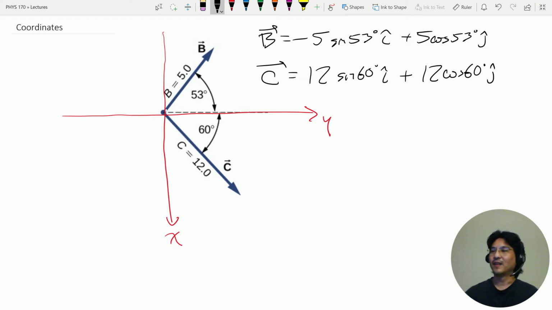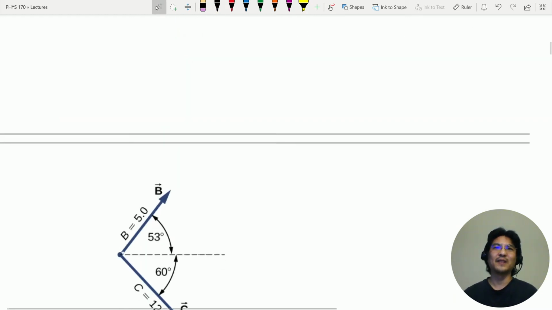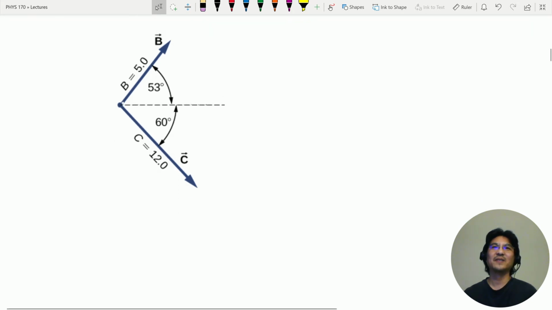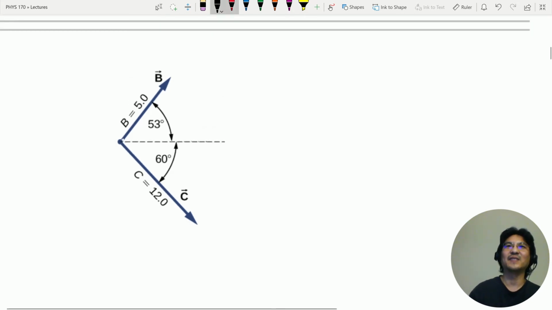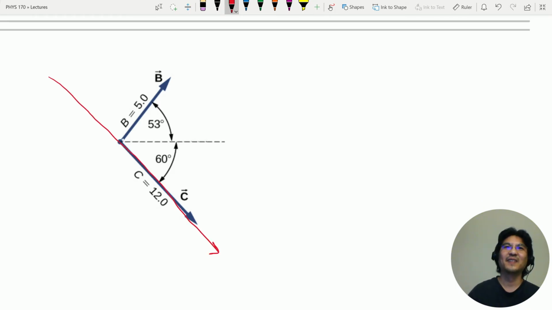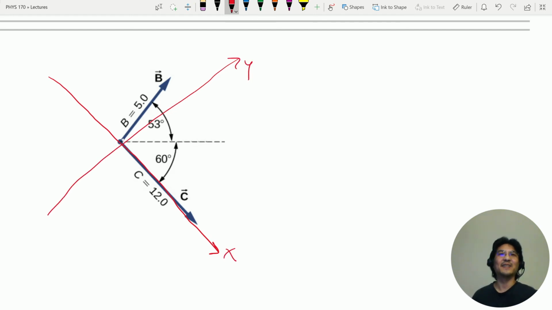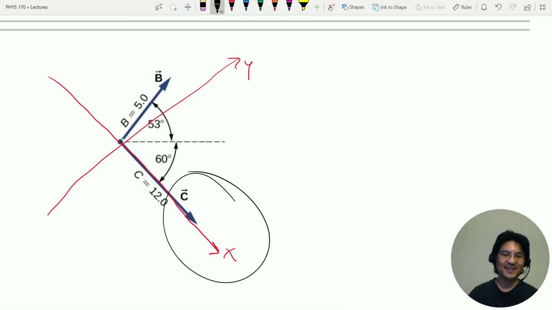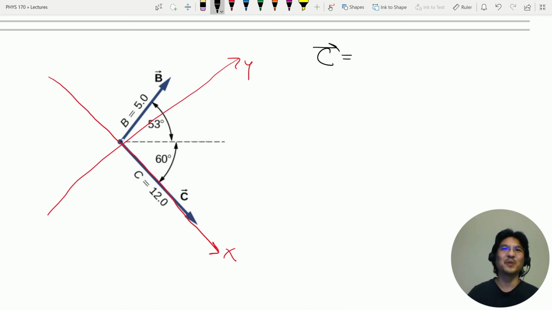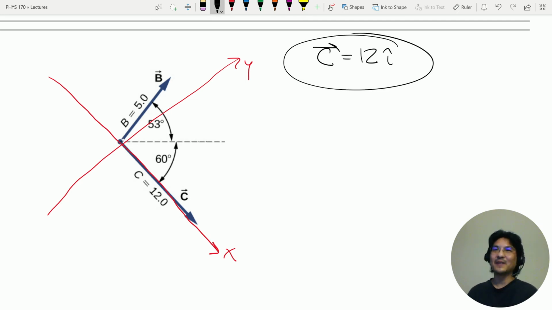Okay? And you don't even need to choose coordinate axes that are horizontal and vertical. For example, let's say I choose an axis like this. Let's say I'll make x and y like that. Right? You can totally do this. You have that freedom. And I did that because look at vector c. Vector c, the x component is 12, and the y component is nothing, right? It's one-dimensional. So that's convenient.